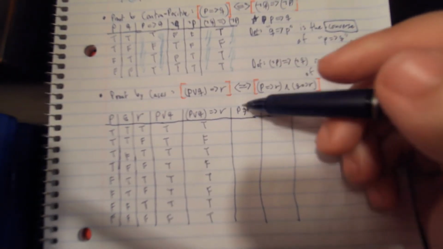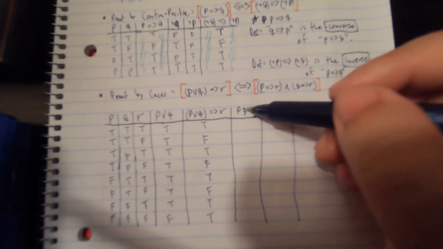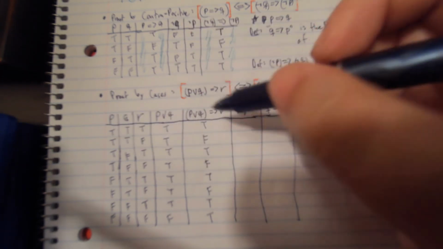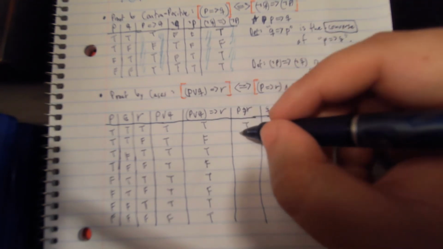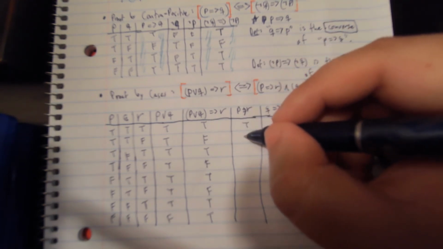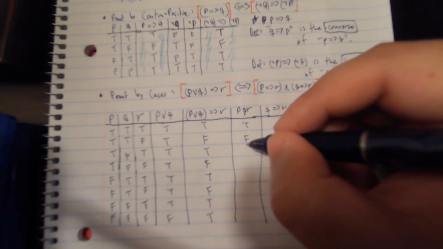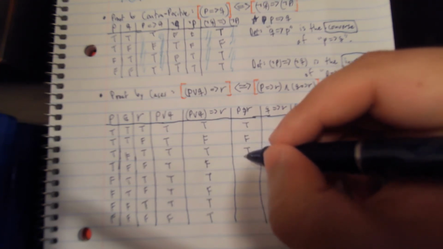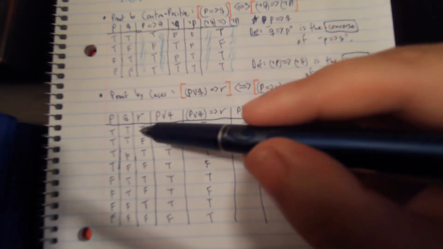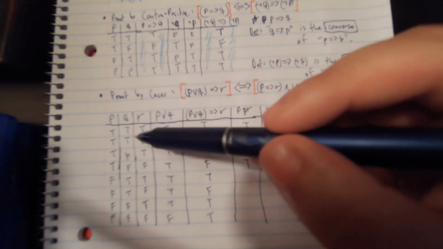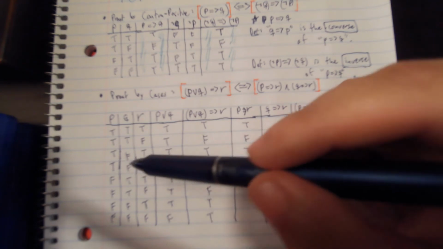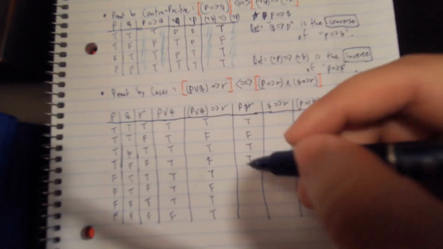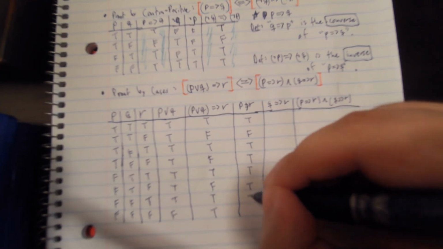Okay, now we're looking at the statement if P then R. So if P then R. So true, true makes it true. True, false makes it false. True, true makes it true. And then true, false makes it false. So true, true, true, false. True, true, true, false. And over here, they all start with false, right? So then these are all going to be true, true, true, true.